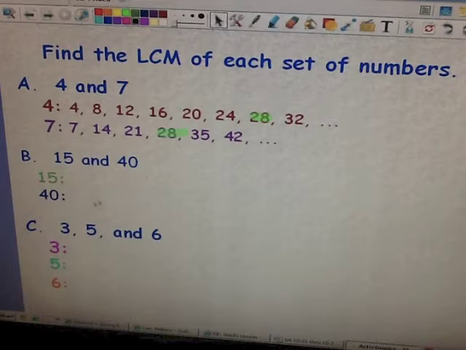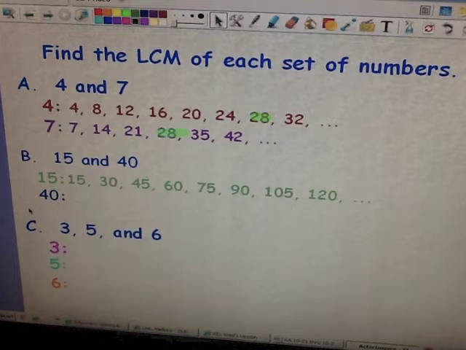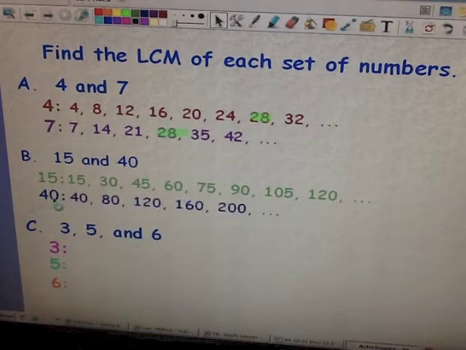Now let's do the same thing for 15 and 40. List your multiples for 15, list your multiples for 40, and then go through and find the smallest multiple they have in common. The smallest multiple for 40 is 40, which is not a multiple of 15, so keep going. 80 is not a multiple of 15, but 120 is a multiple of 15. So 120 would be the least common multiple of 15 and 40.